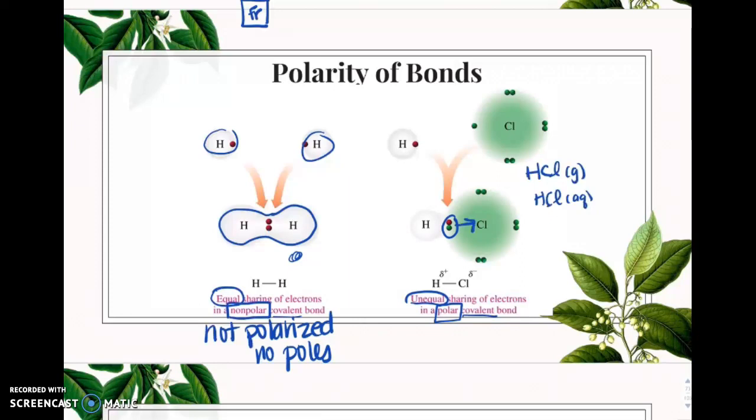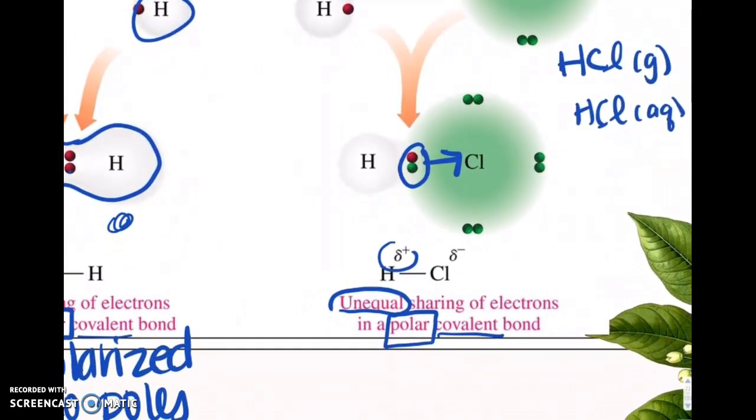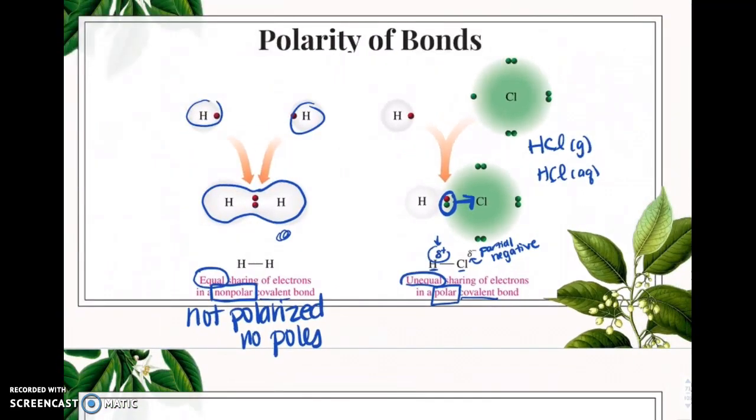So how we write that is with this little delta. It's a Greek lowercase delta. It means partial. So that's a partial negative. It's not really a full negative like an ion, but that's a partial negative and that's a partial positive here. And that just means that, hey, this side of the molecule is a little more positive and this side's a little more negative. This side is more negative because the chlorine is hogging all the electrons. It's pulling all the electrons more towards it. And so that's why that would be considered more negative.